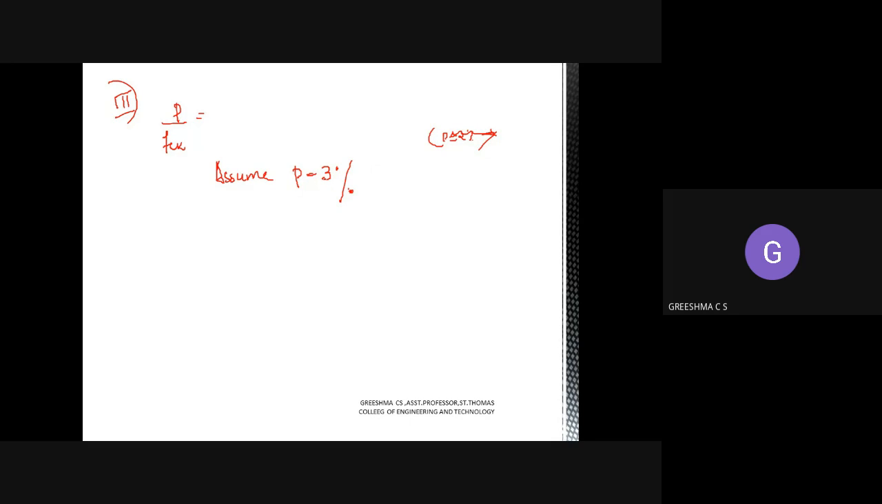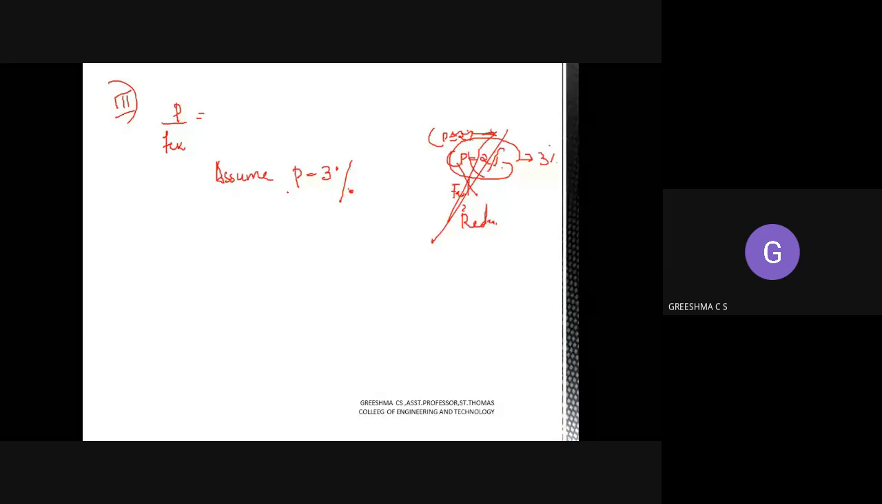That is, you have to make an assumption. For example, if you start with p equal to 2%, the column will definitely fail. The check will show that the column is failing in biaxial bending, so immediately you have to redesign the section. That means you have to increase the percentage of reinforcement again, taking 3 instead of 2. You can try it by yourself if you want. For now, assume p is equal to 3%.